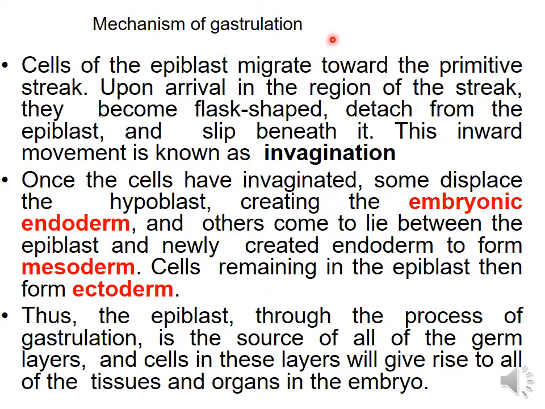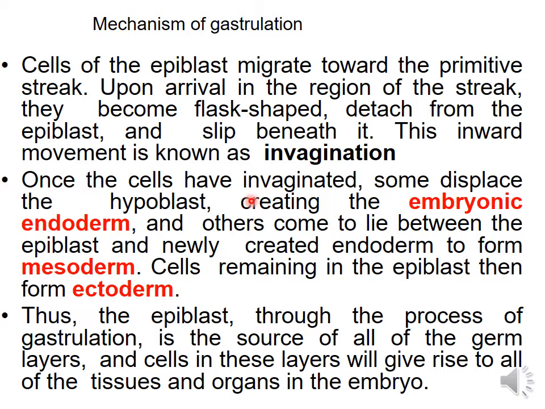About the mechanism of gastrulation, cells of the epiblast migrate toward the primitive streak, and when they arrive at the region of the streak, they become flask-shaped. They detach from the epiblast and slip beneath this streak. This inward movement of these cells is known as invagination.